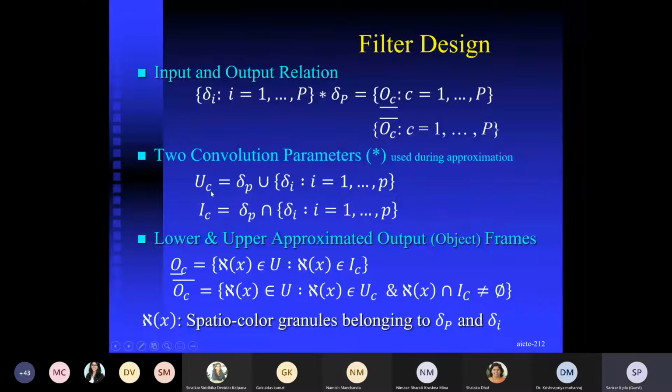I do not call it the upper approximation, it is UC, which means it results from the union, but at the same time it has a non-empty intersection with the lower approximation. So that's how I get the lower approximation and upper approximation, where NX is the spatial color granules belonging to delta P and delta I. So this is my filter design.